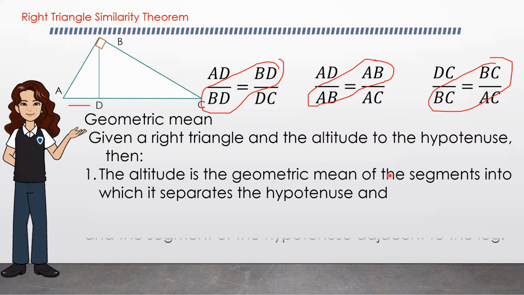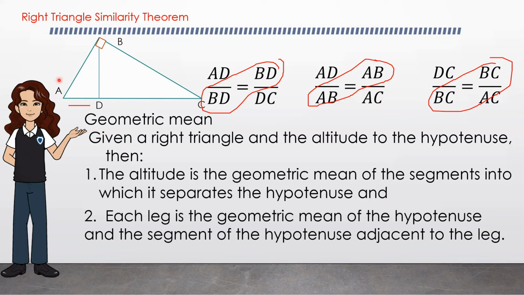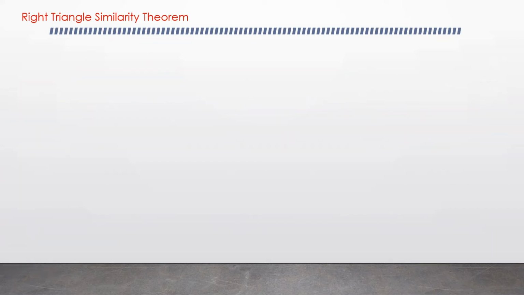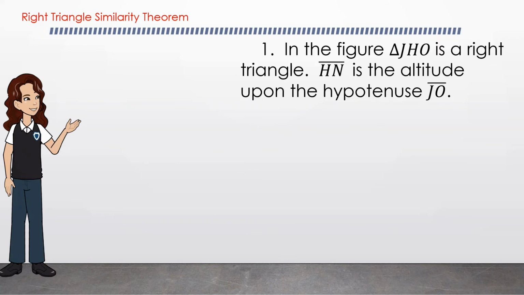The second one, each leg. This is the leg AB, and this is the leg BC. Each leg is the geometric mean of the hypotenuse and the segment of the hypotenuse adjacent to the leg. So meaning we have three geometric means: the altitude and the two legs. Okay, here let us give an example.